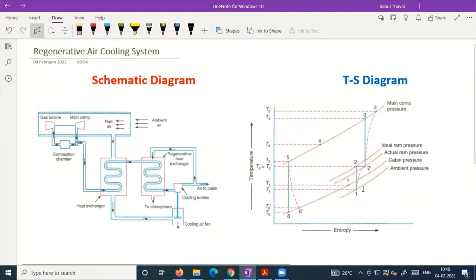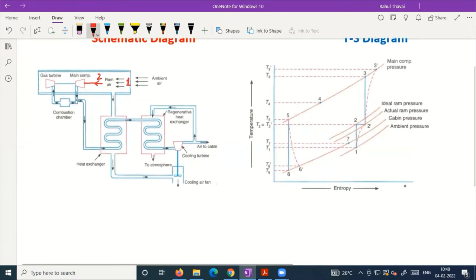Same as before, this is the ambient air which will come in at point number one. It gets rammed, so it comes out at point number two. See, 1 to 2 is the ramming. It's the ideal ramming.